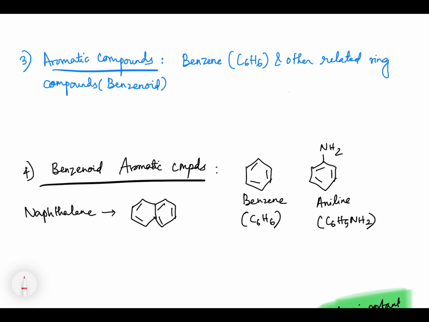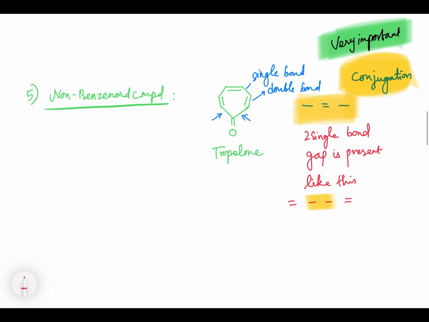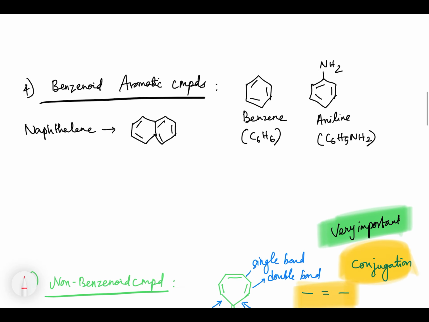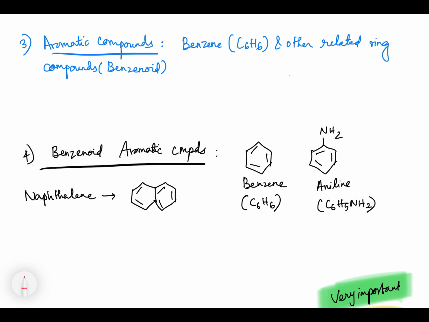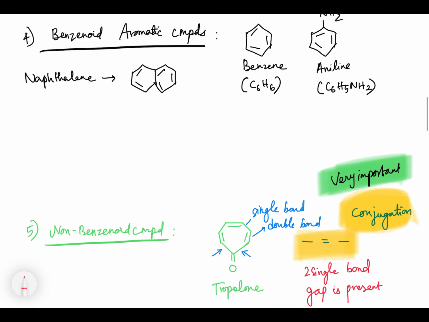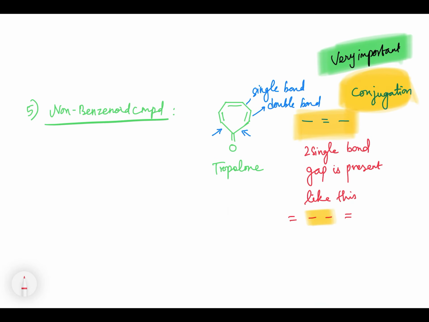Let's go to the next point. Aromatic compounds. Benzene, which is C6H6, and other related ring compounds are called benzenoid compounds. Okay, this is enough about aromatic compounds. Now let's go to the benzenoid aromatic compounds. You can see benzene, which is C6H6. Then there is aniline, which is C6H5NH2. Then there is naphthalene. 2 rings are present in naphthalene.